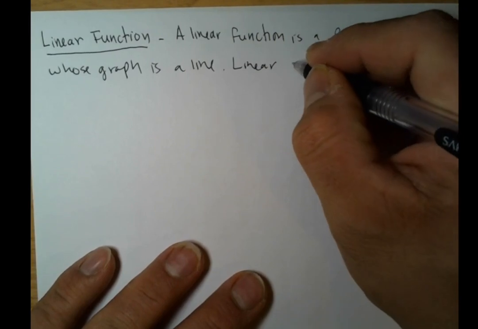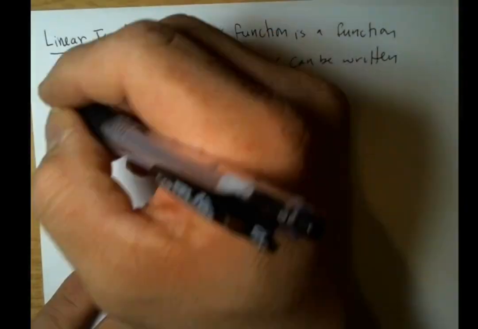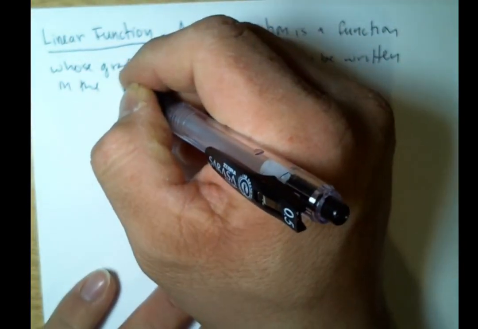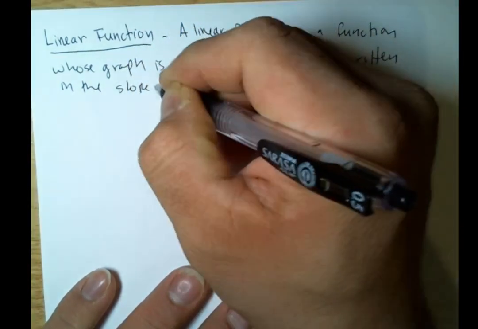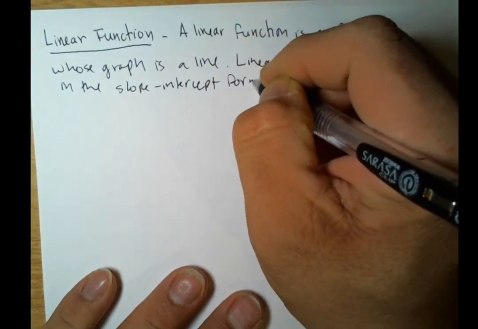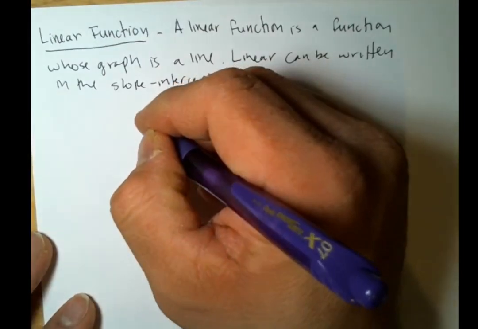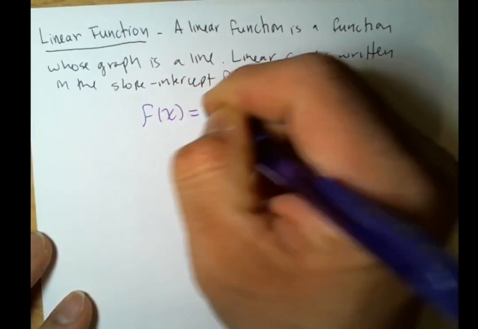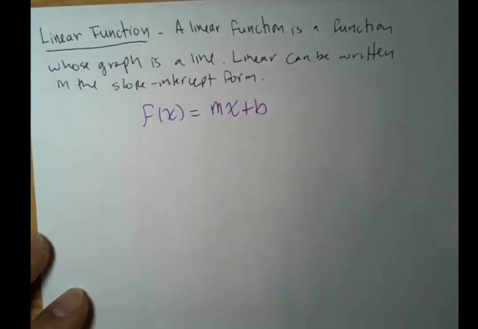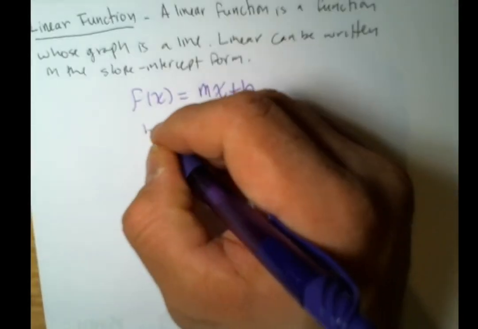can be written in the slope-intercept form. The slope-intercept form looks something like this: f of x equals mx plus b, where b represents the y-intercept.